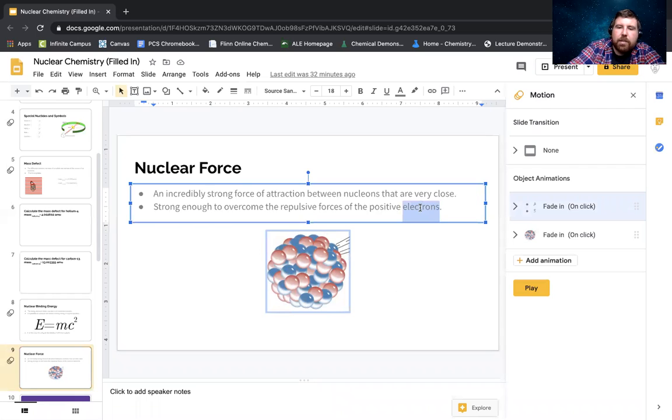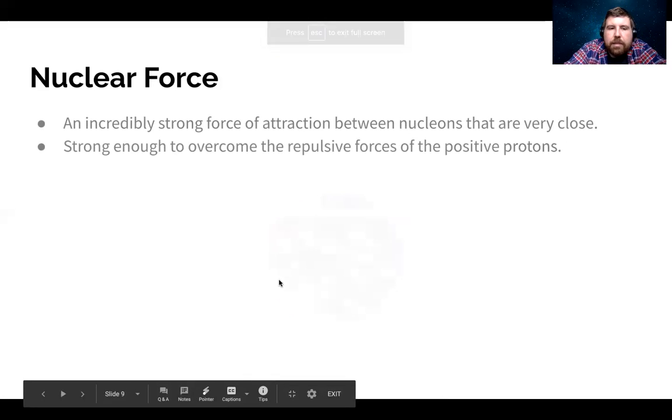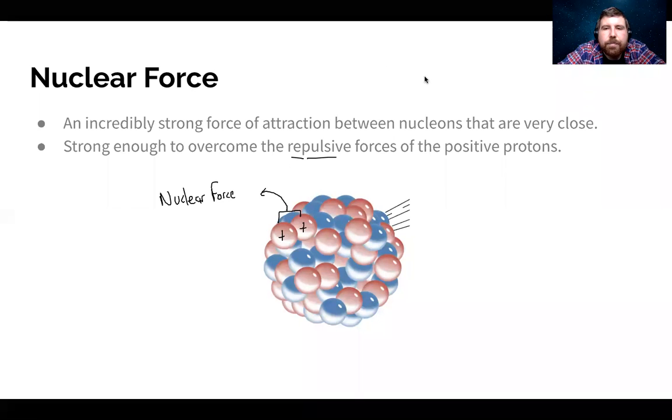I don't know why it says electrons, positive protons. So as we are looking at this, we have this positively charged particle, and it's really close to another positively charged particle. And when they're right next to each other, they feel once again the nuclear force, the strong nuclear force, which is strong enough to overcome that repulsive force between the positive charges of the protons. It's one of the strongest forces in the universe.